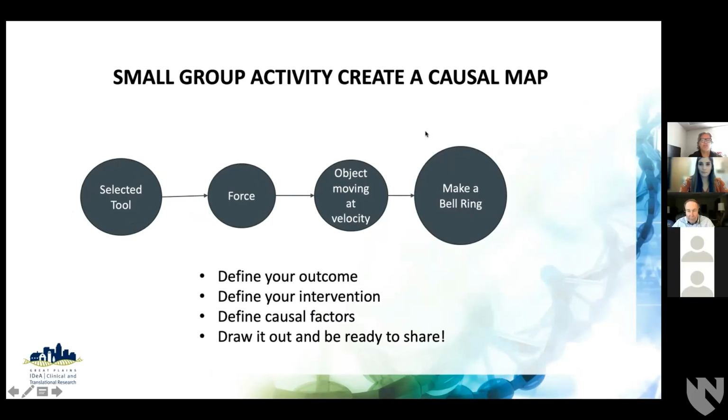Okay, so what we want to do is create a causal map ourselves. We have the causal map that I put together for ringing that bell. What I want us to do is start with what's an outcome, what's an intervention, what are the causal factors, and then let's draw it out and talk about it amongst one another. So who wants to throw out an idea for an outcome?